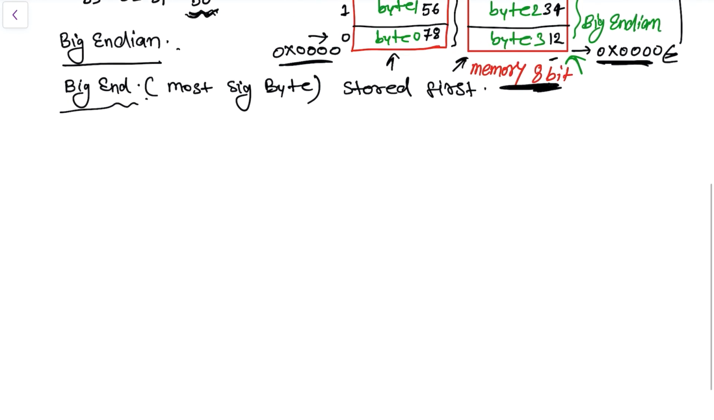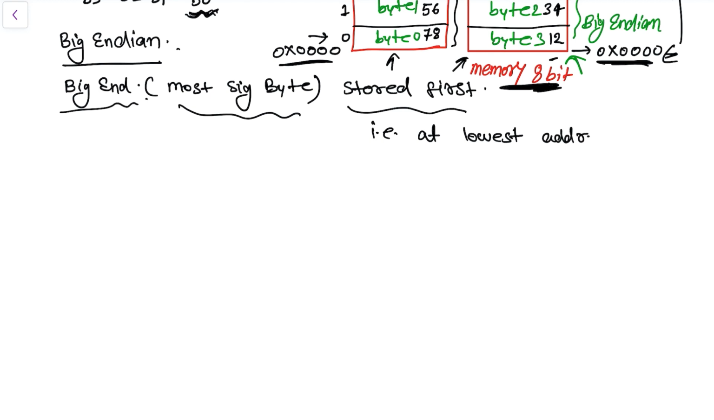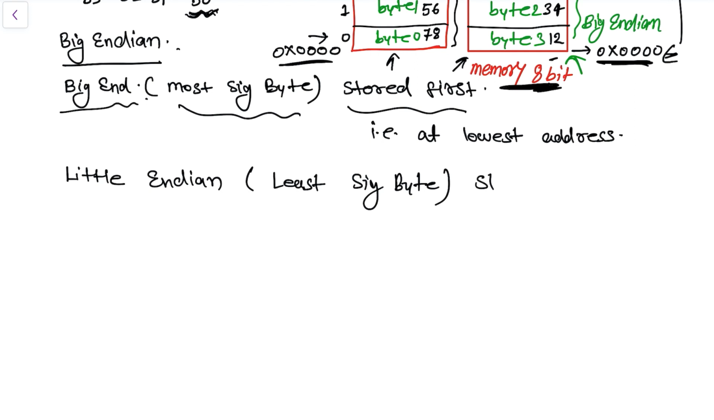Moreover, the point we have made here is that in big Endian, the most significant byte is stored first, that means at the lowest address. But in little Endian, the least significant byte is stored first, that means at the lowest address.